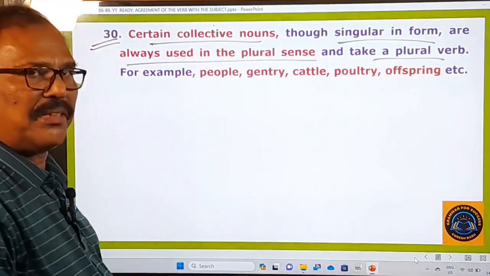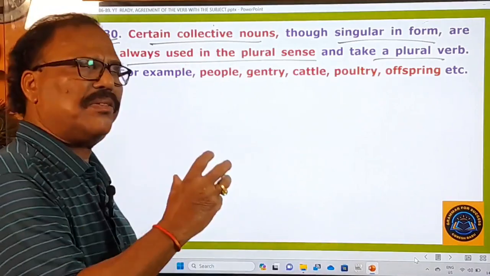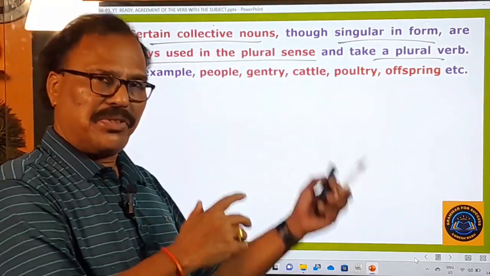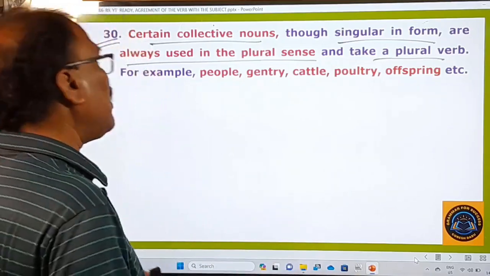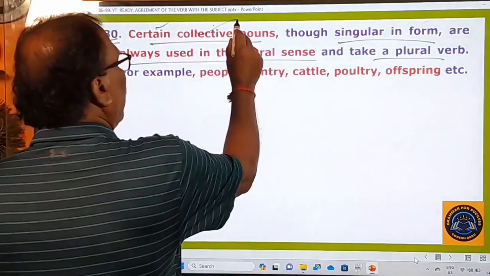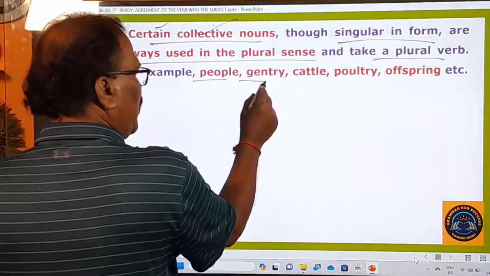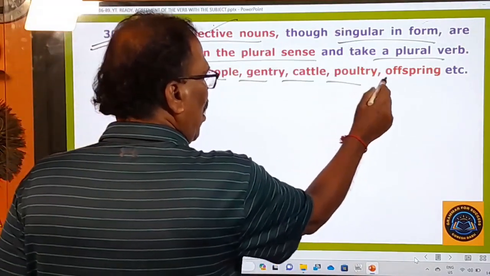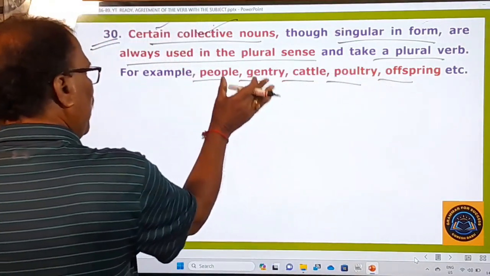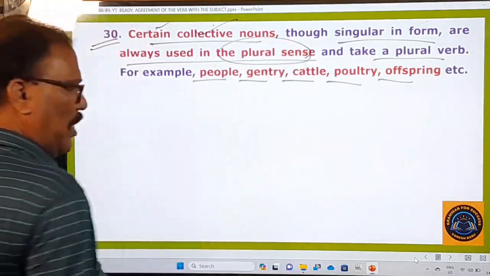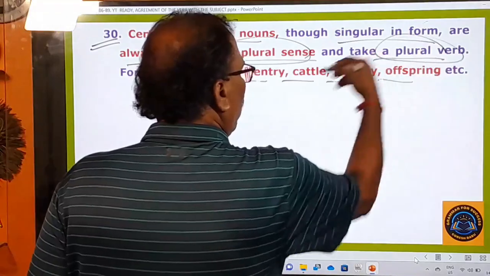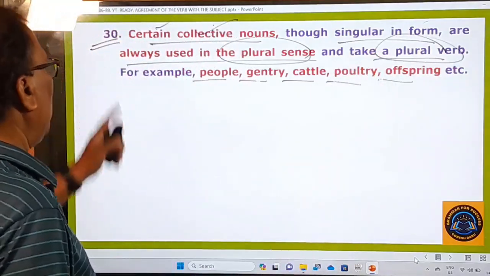Some collective nouns are special collective nouns. Almost all the collective nouns are singular and they are always used with a singular verb. That point you know pretty well. But certain collective nouns are there. What are they? People, gentry, cattle, poultry, offspring. These are the special collective nouns. They are always used in the plural sense, plural meaning. Therefore, they take a plural verb after them. An important rule here.